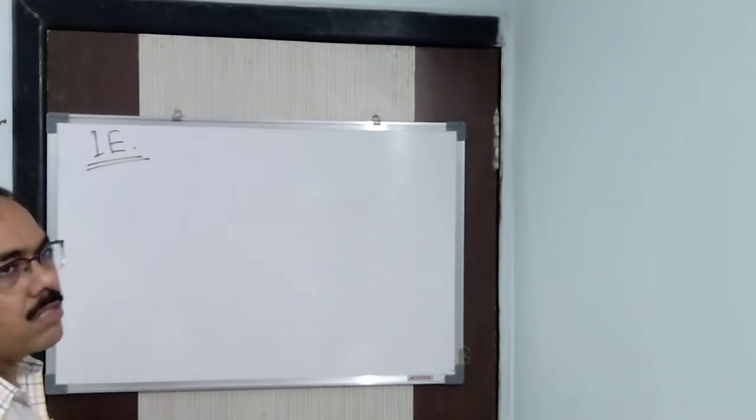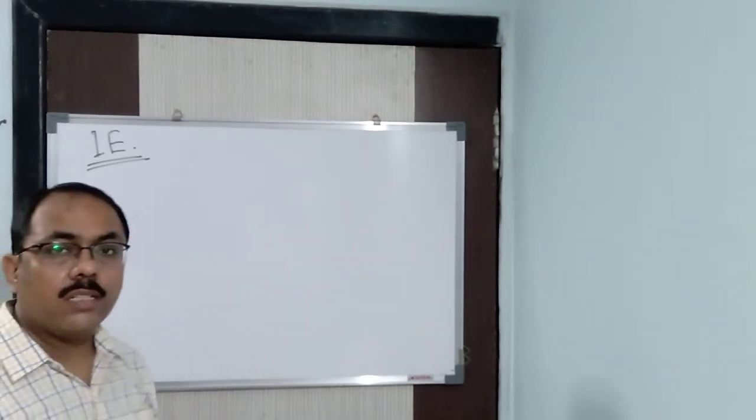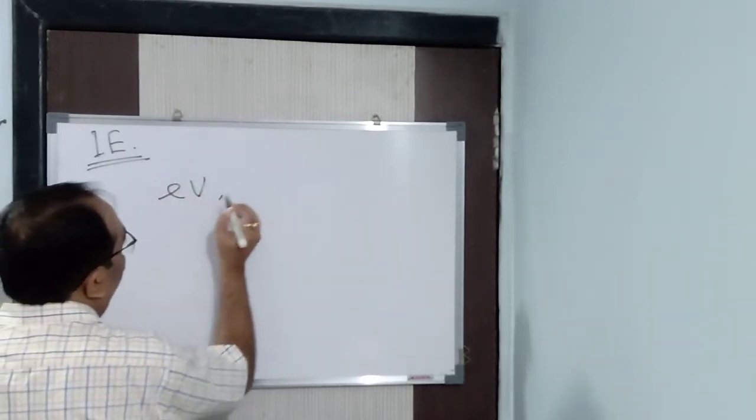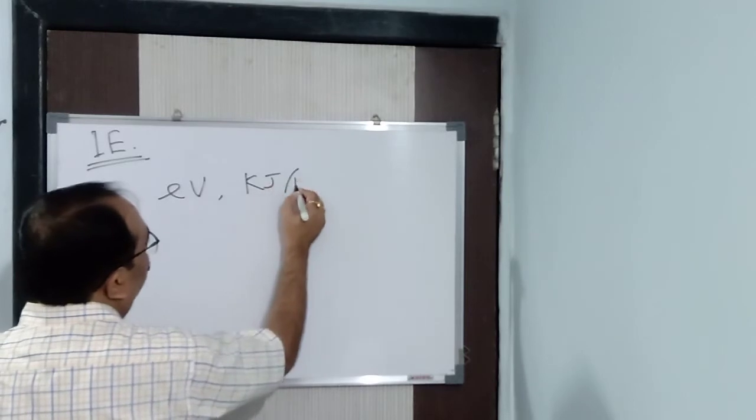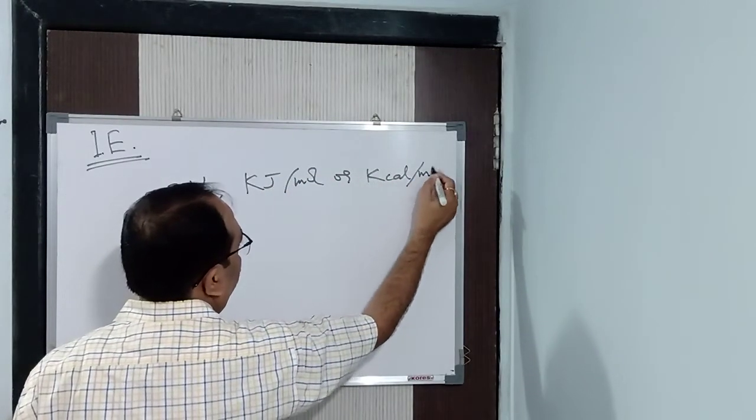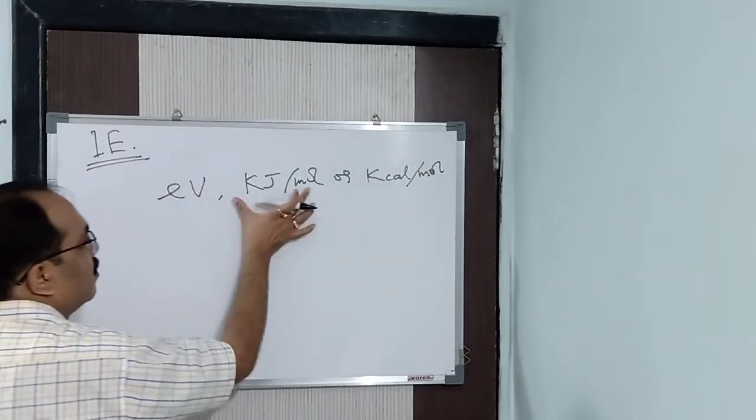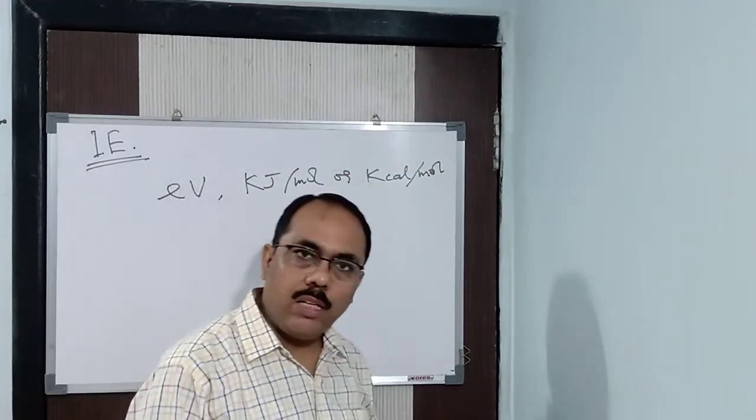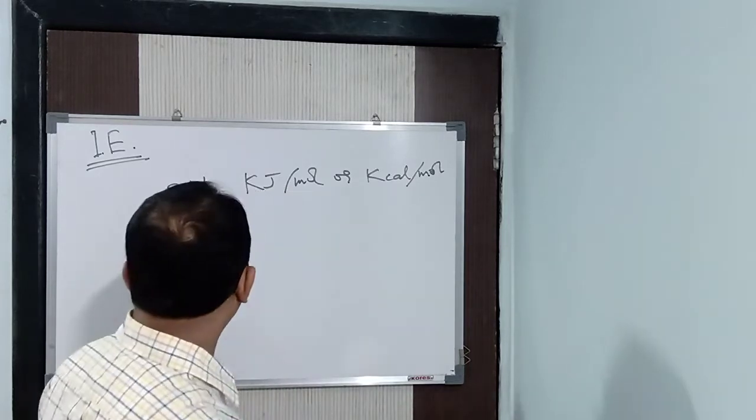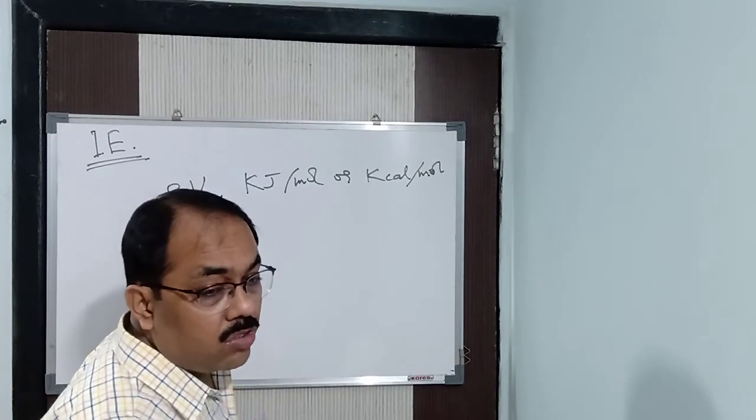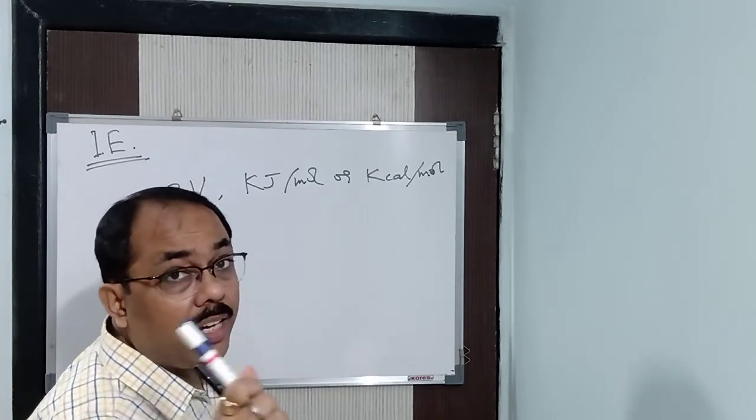Now next is, what is the unit by which we measure the ionization energy? Generally the unit is electron volt, or you can say kilojoules per mole, or you can say kilocalories per mole. Any of the units you can use. This is the SI unit and these two are the other units. Clear? So in any unit it can be measured. Generally we use electron volt, and it is positive. Mind it, I told you already, it is endothermic. It is the amount of energy required.